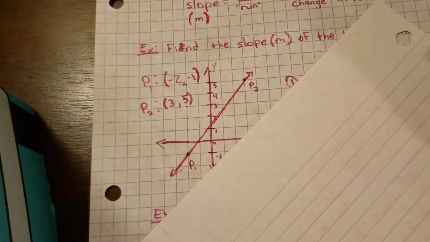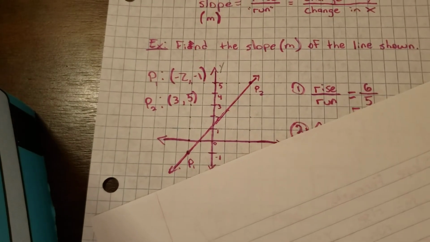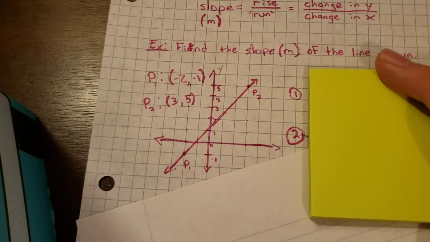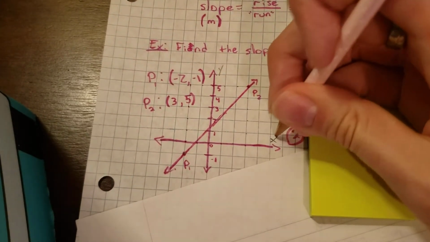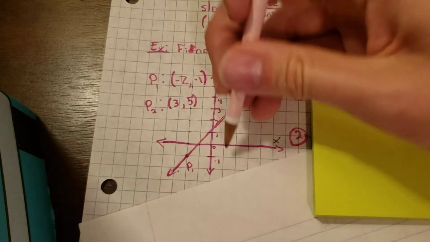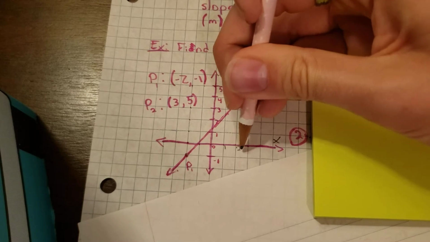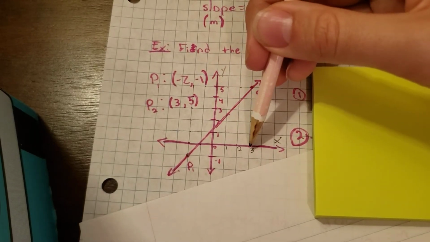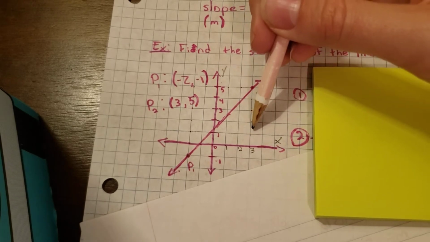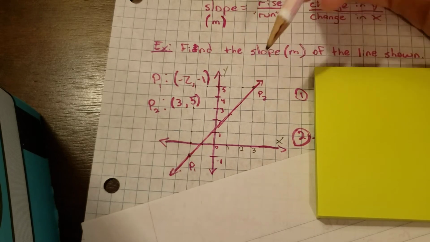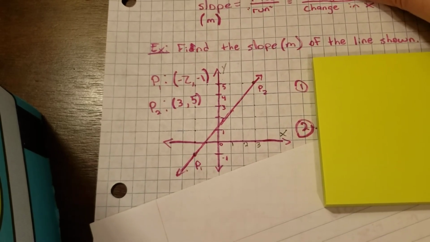Point 2, I come over to, let's see, again, this is my x-axis. I come over to +3, so this is 1, 2, and 3. Ding, ding, ding. And then I come up to 5. Ding, ding, ding, ding, ding. This is my second point.